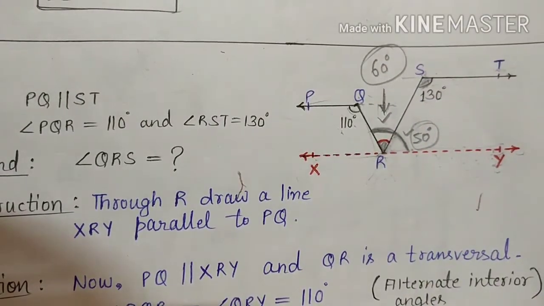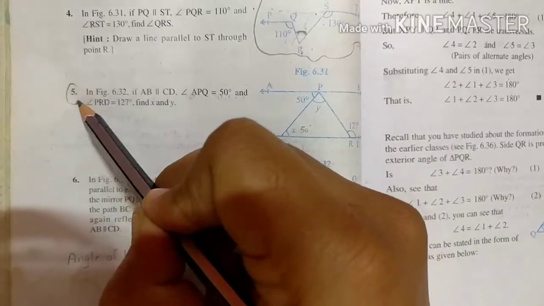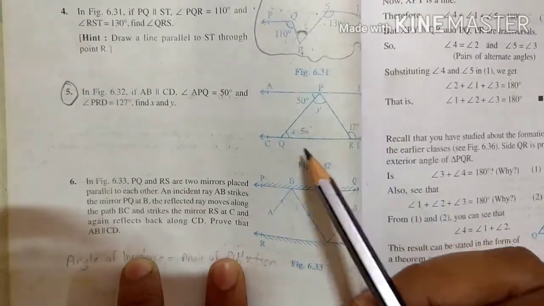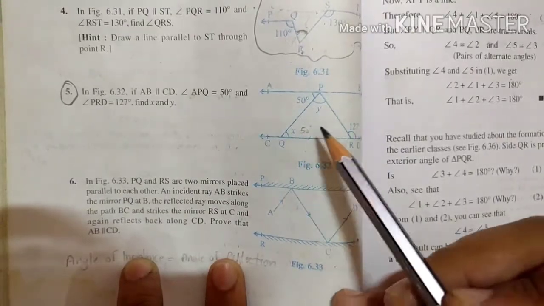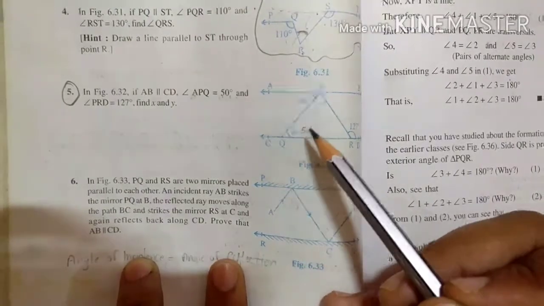Move to the next question. Question number 5 you will do by yourself. I have given 3 and now I am giving 5 questions because it is also very easy. You can do it using alternate interior angles. You can solve this question easily.